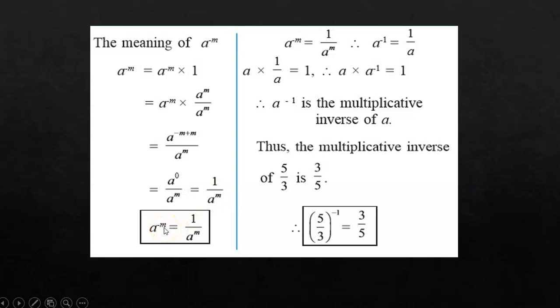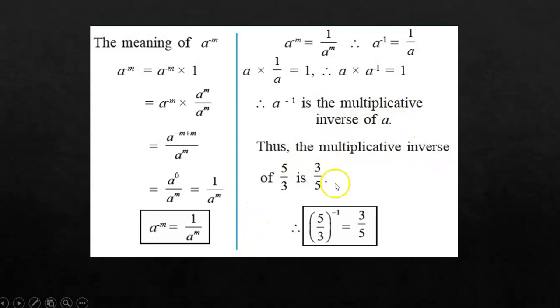Suppose over here, instead of m, I had 1. So this would be a raised to minus 1. It will be equal to 1 upon a raised to 1. But we don't write this 1. If 1 does not have a negative sign, then we don't write that. So that will just be a.